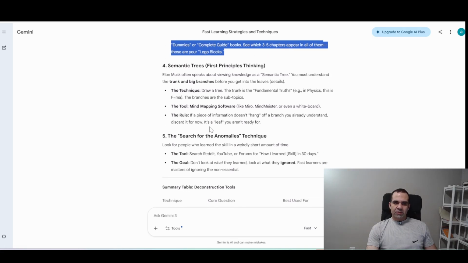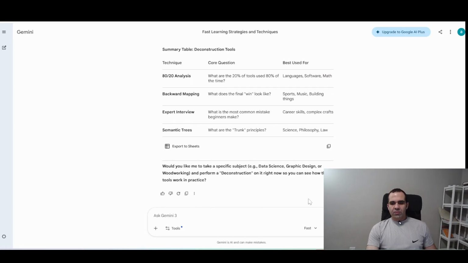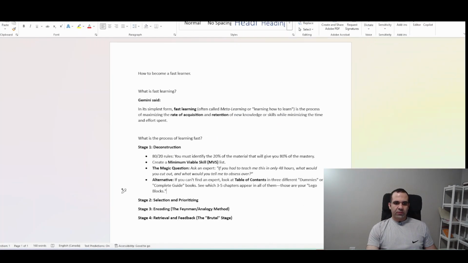The branches are the subtopics. The tool: mind mapping software. The rule, this is another technique. So that was all the tools for the first stage, deconstruction.